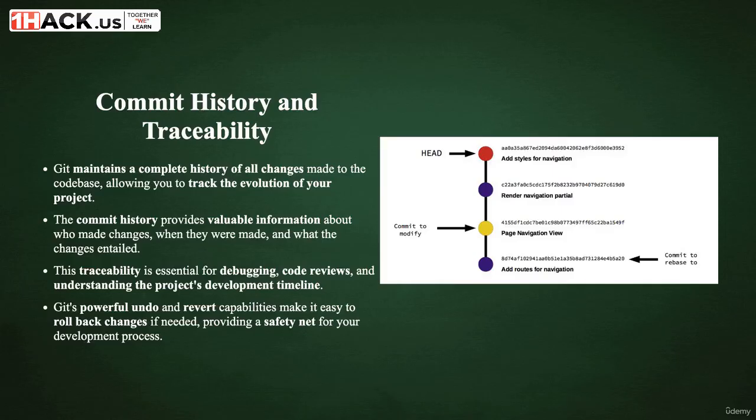Furthermore, Git's powerful undo and revert capabilities make it easy to roll back changes if needed, providing a safety net for your development process. If you ever introduce a bug or make a change that you later decide is not desirable, you can easily revert to a previous commit, ensuring that your codebase remains stable and reliable. The comprehensive commit history and traceability features of Git are crucial for maintaining the integrity and transparency of your software development projects, making it a valuable tool for teams of all sizes.